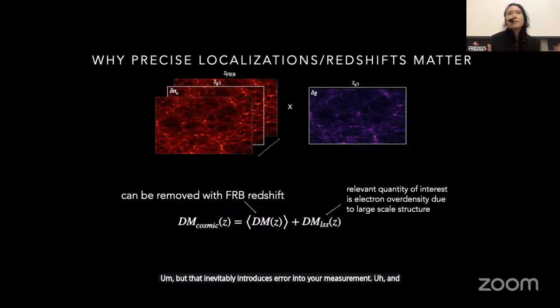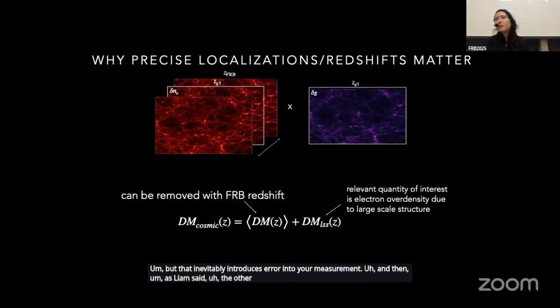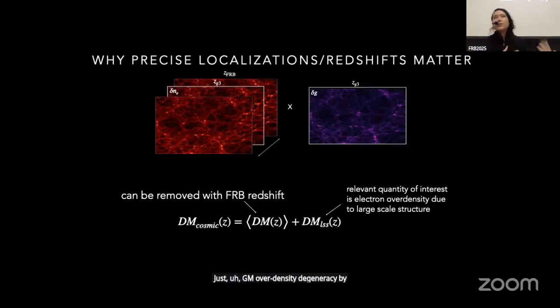And then, as Liam said, the other big reason why FRB redshifts are nice is because you can remove this distance DM over density degeneracy by just subtracting off the Macquart relation.